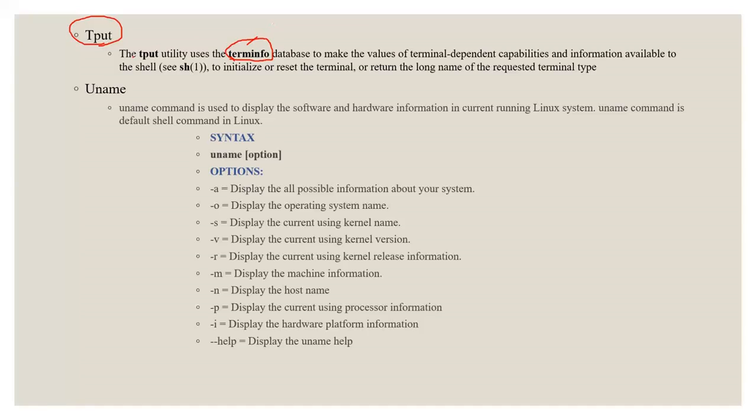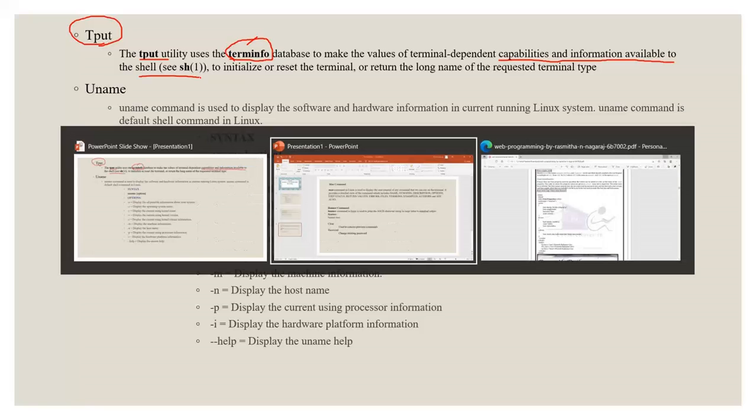We have a command called tput, which is used to give information about the terminal that you're using, and these values depend on the capabilities and the information available to the shell. Whatever the shell or that particular interpreter is going to do, that information will be provided by this command. So we'll try to execute this command.